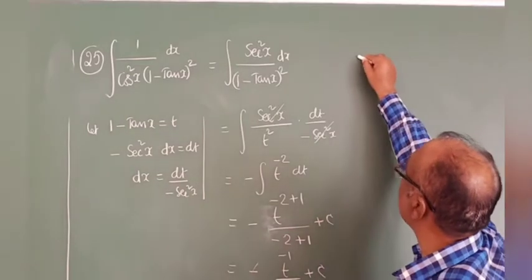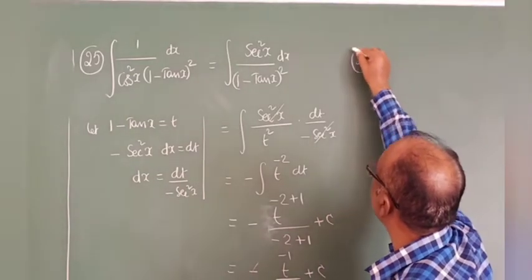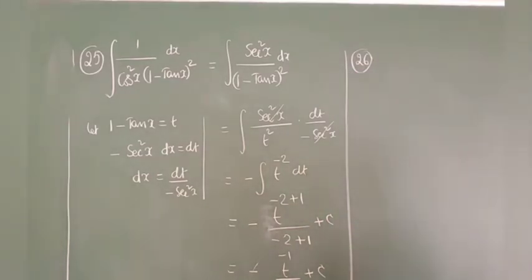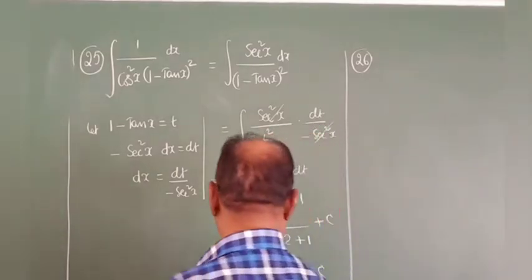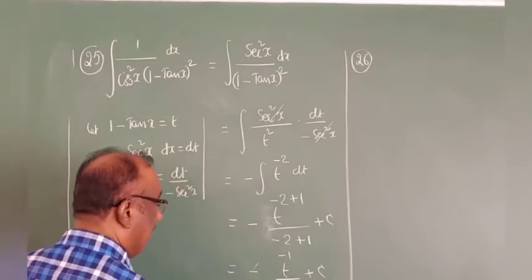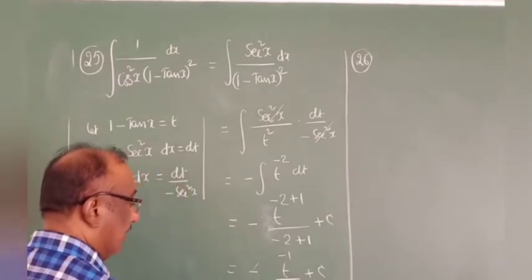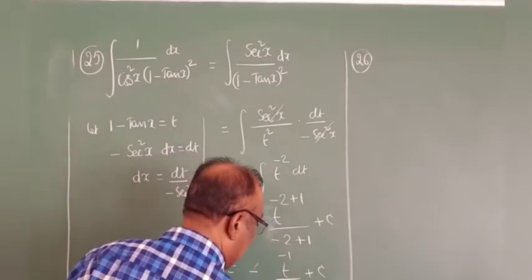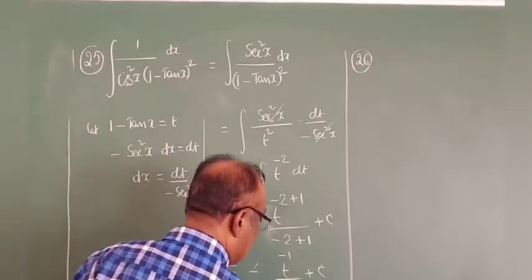Right, go through fast, everyone. 26. Our target today is 10 problems. Today also 10 problems. 26. So t power of minus 1 means 1 by t plus c. T means, after integration, write down the t value. T means 1 by 1 minus tan x plus c.